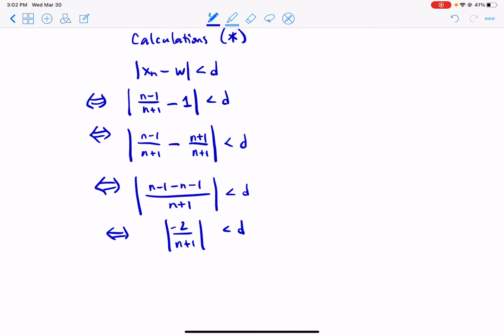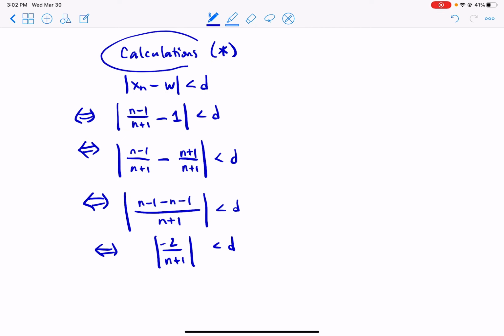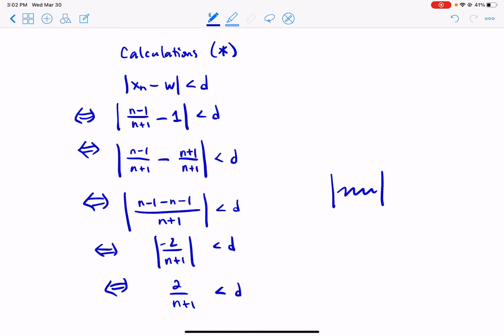I'm just rewriting. These are just abstract calculations. And now here's the thing. I would like to write, if and only if, n plus 1 less than something in terms of d, then I can get rid of these annoying absolute value signs.